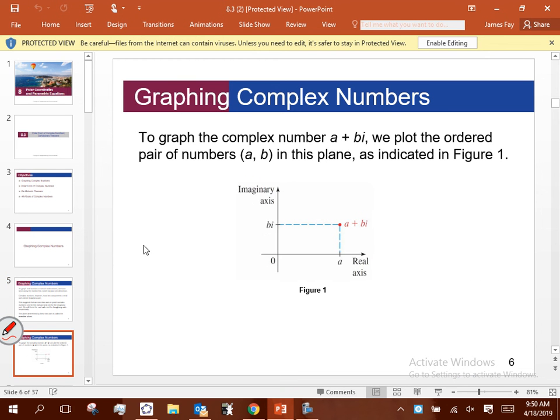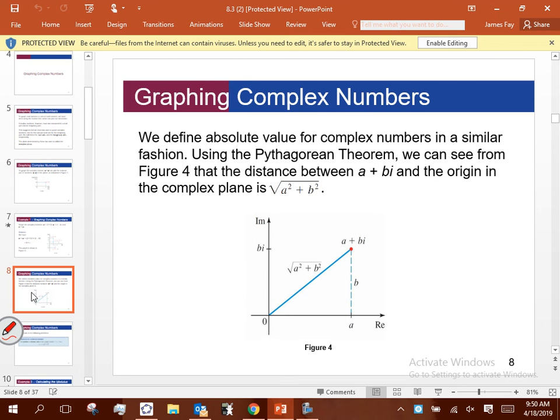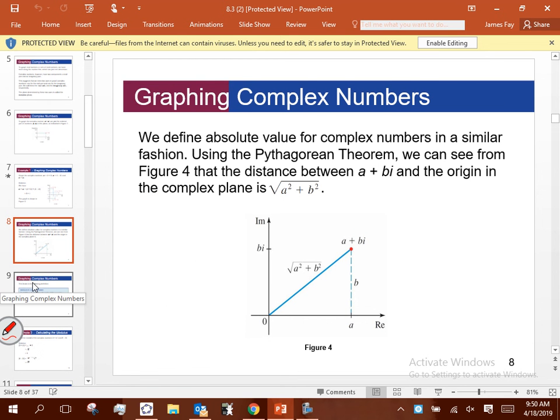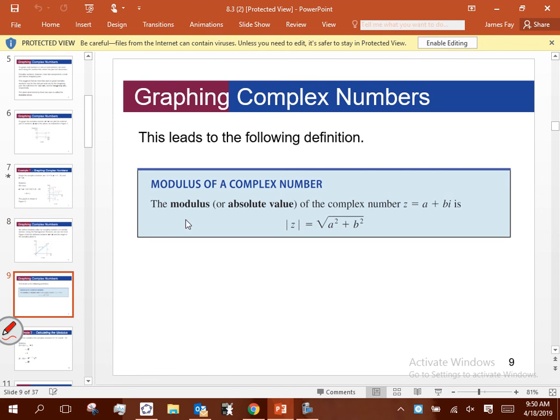Let's just look at this PowerPoint real quick. Go to this slide here. So we find absolute value for a complex number this way: square root of a squared plus b squared. We've done that. This identifies the modulus. Here in parentheses, or absolute value. So that's the way that we're interpreting the modulus here, of the complex number, is that thing right there. And that's the length of that vector.